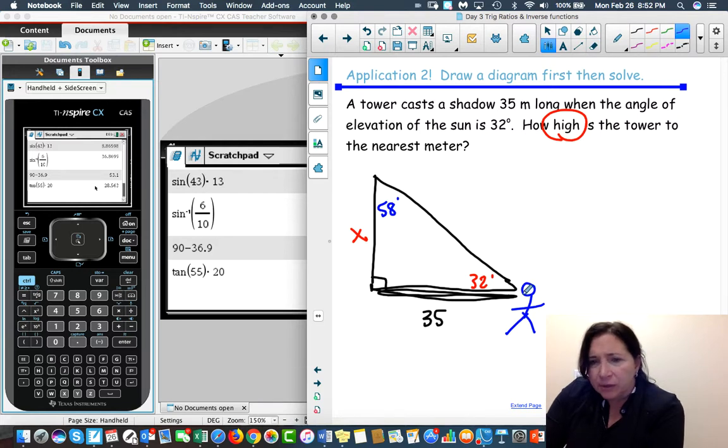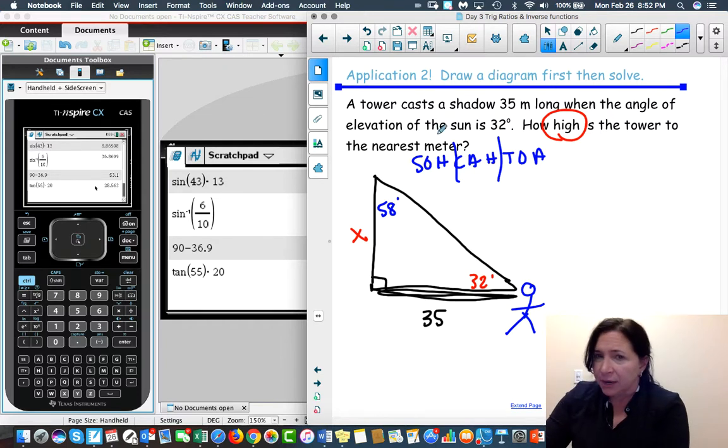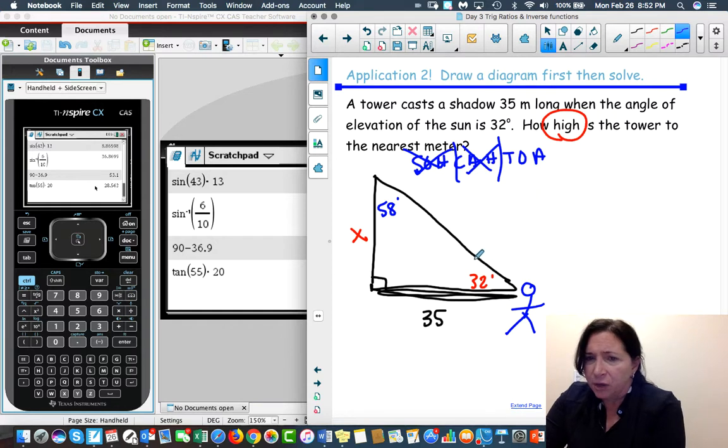If I was here, no, I don't have my hypotenuse. If you remember your SOHCAHTOA, anything that uses the hypotenuse, and because they didn't ask me for, let's say, my line of sight, I'm not going to look for the hypotenuse. I'm not using sine or cosine because they both use the hypotenuse. I'm going to use tangent. So tangent of 32 degrees is equal to the opposite side over the adjacent.